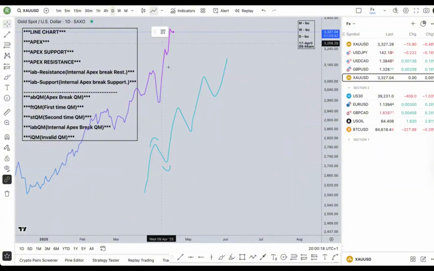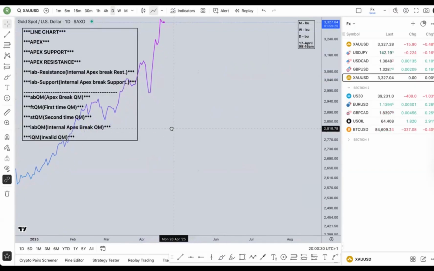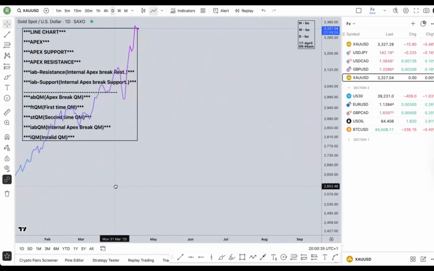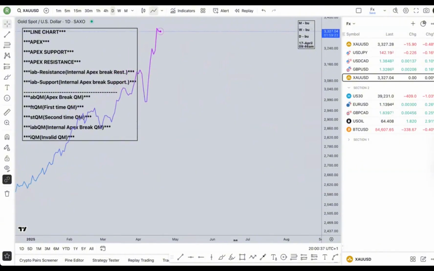So now we know what an apex is, every external swing point. We need to identify our apex supports and our apex resistance. Very easy. I'm going to mark that again, and we're going to do all this on our line chart later. Let's do this with this drawing.